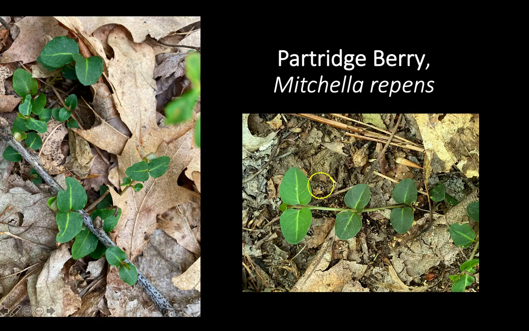And a fun fact about this one, the scientific name is Mitchella repens. Mitchell was a friend of Linnaeus. Linnaeus was the guy that figured out how to do the scientific naming process, so he named this after his friend. And repens means to trail or creep, and that's a reference to the fact that this grows along the ground.